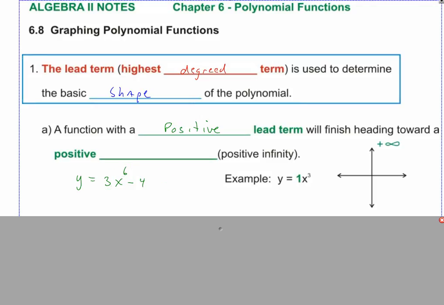All right, so if the multiplier of the lead term is positive, so a function with a positive lead term will finish heading toward a positive output, which is positive infinity. That's what will happen. So if we sketch this, it basically looks like this. You come up from negative infinity, you cross over at 0, and you head up toward positive infinity. That's the sketch of that graph.